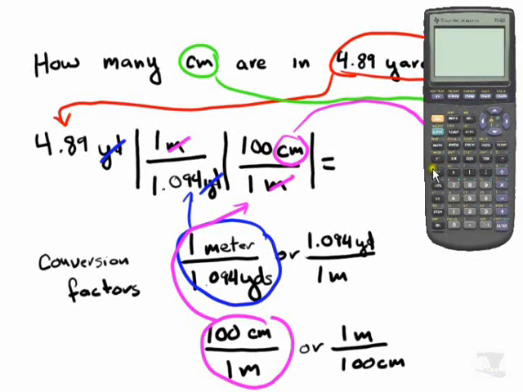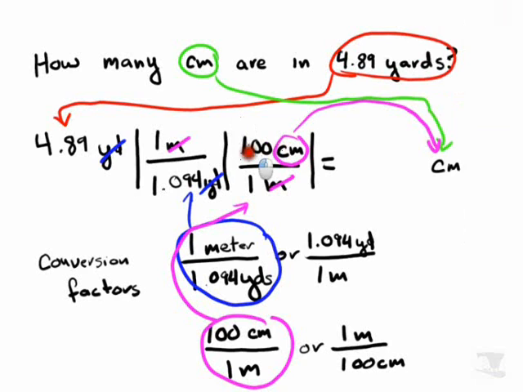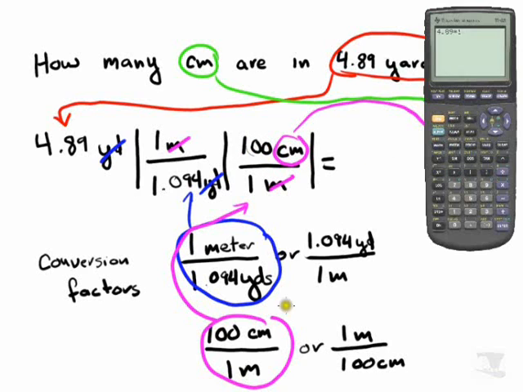Alright, I'm going to start with my handy dandy calculator here in order to do the mathematics. I'm going to start with 4.89, that's the number of yards that we have. And I'm going to multiply by the numerator of the first ratio that I have. Now I know that multiplying by 1 is kind of redundant, but let's get in the habit of doing that. And then I'm going to multiply by the numerator of the second ratio, and in this case it's 100, so I'm going to multiply by 100, and then hit the equals sign.